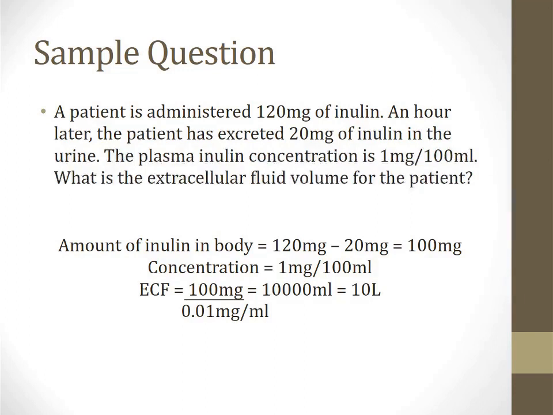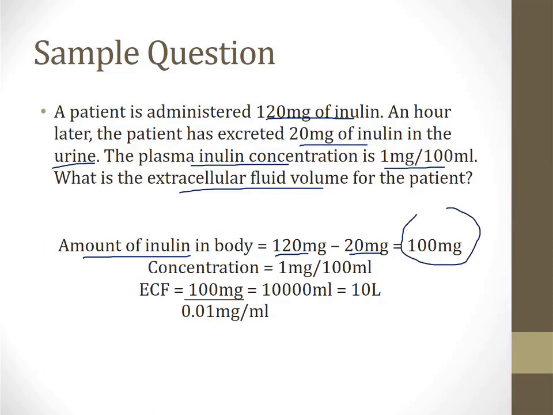Suppose a patient is administered 120 milligrams of inulin, and an hour later the patient has excreted 20 milligrams of inulin in the urine. At that point in time, the plasma inulin concentration is 1 milligram per 100 milliliters, and they ask you, what is the extracellular fluid volume for the patient? Now, this looks like a lot of numbers, but actually it's very straightforward to answer this question. The amount of inulin in the body for the patient is the 120 milligrams that was infused minus the 20 that left in the urine, for a total of 100.